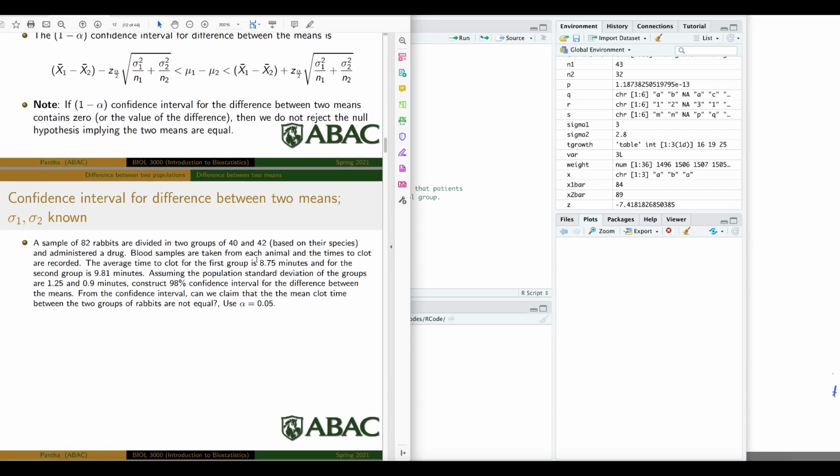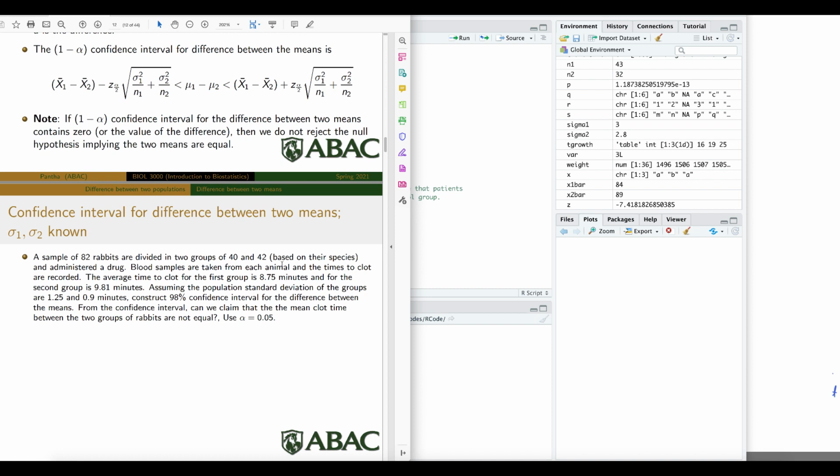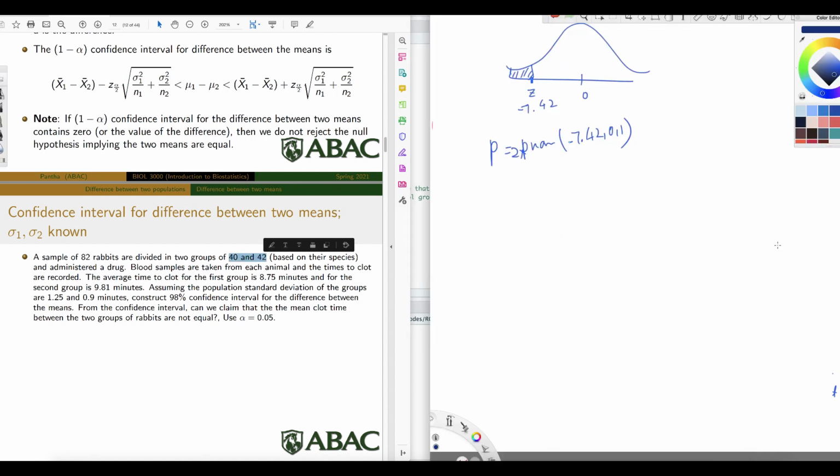Okay, let us do one example for this type of problem. A sample of 82 rabbits were divided into two groups, 40 and 42. Let us write down what is given. There were a total of 82 rabbits, so n1 is 40 and n2 is 42. They were administered a drug. Blood samples are taken from each animal and the times to clot are recorded. The average time to clot for the first group is 8.75 minutes, so x1 bar, the sample mean, is 8.75.